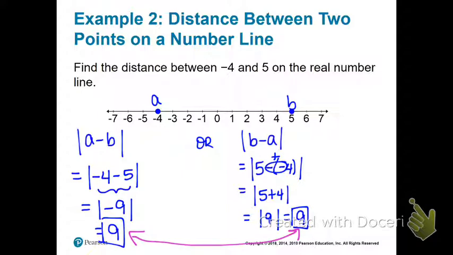Now let's prove that since we have the number line here. If I start at A, I'm going to count the spaces to get me to B. So 1, 2, 3, 4, 5, 6, 7, 8, and 9. So negative 4 to 5 is 9 spaces apart, and we were able to find that by just using this little formula here. By finding the absolute value of the distance between them, and it doesn't matter which one you do first.